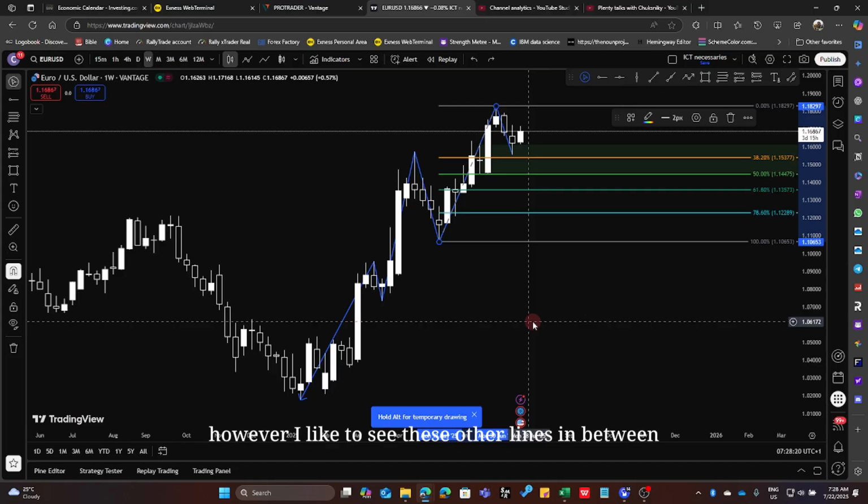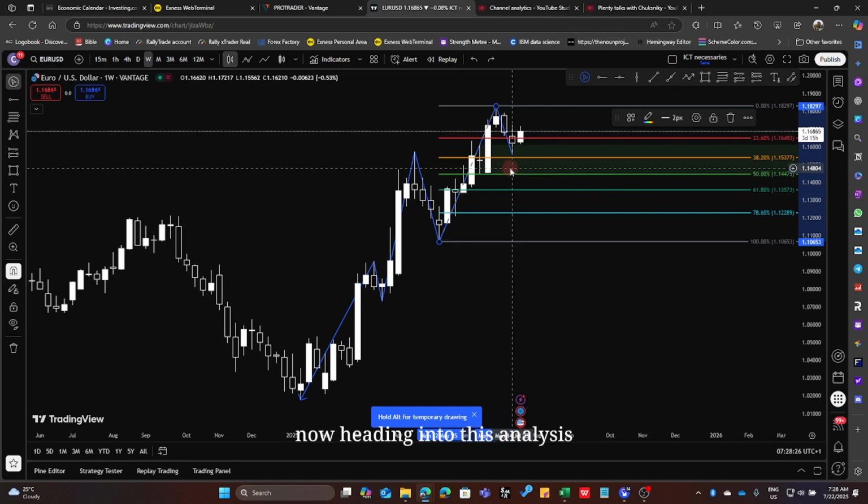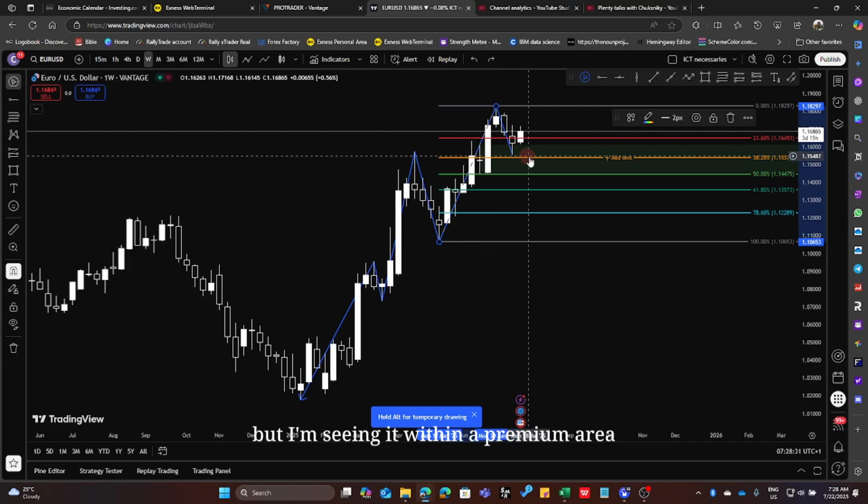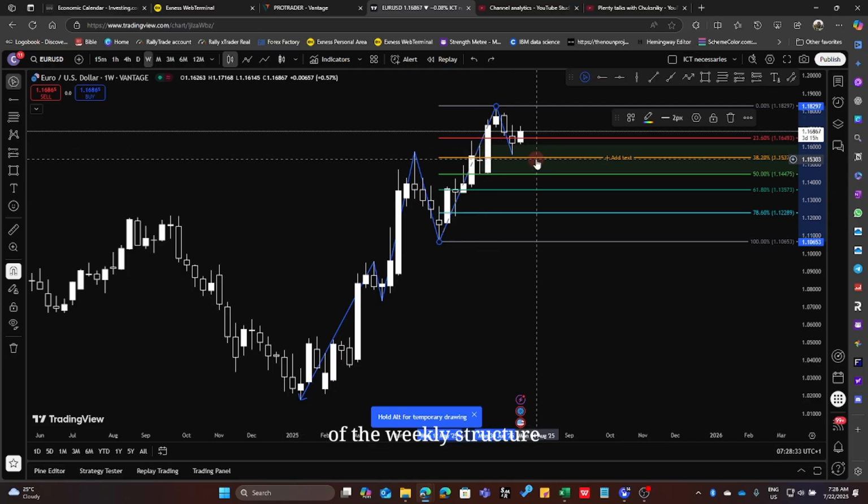However, I like to see these other lines in between for some specific reasons. I'll be explaining that as time goes on. Now, heading into this analysis, I'm seeing a demand zone. This is a demand zone, but I'm seeing it within a premium area of the weekly structure. This is not a good thing. What do I mean? The word discount means cheap.